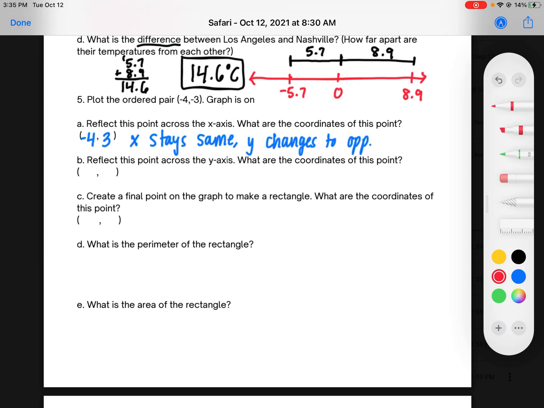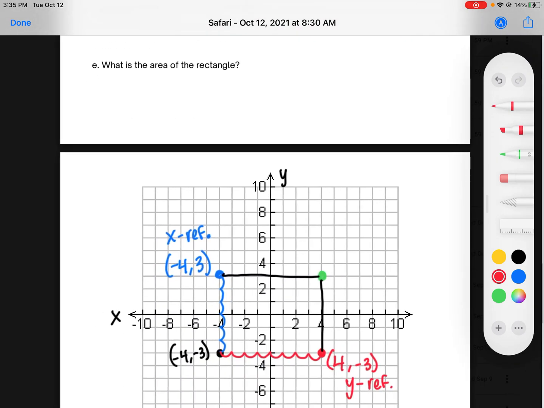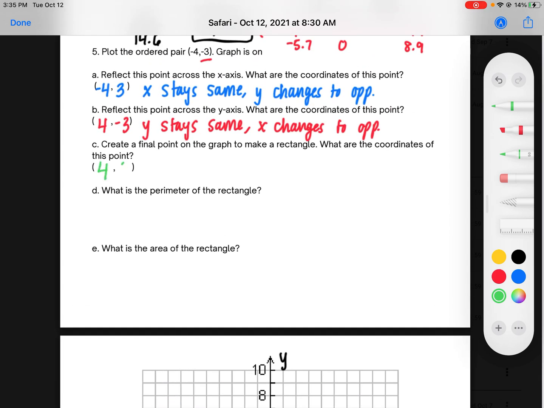And then for our y reflection, we know that the y stays the same, so the y would stay at -3 like our original point, and the x changes to opposite, so x would be 4. So y stays the same when we reflect across the y, and x changes to opposite. All right, and just like we see, that point was 4, -3. And that final point we created to finish off that rectangle is at 4 on the x, 3 on the y. So that last point would be 4, 3.